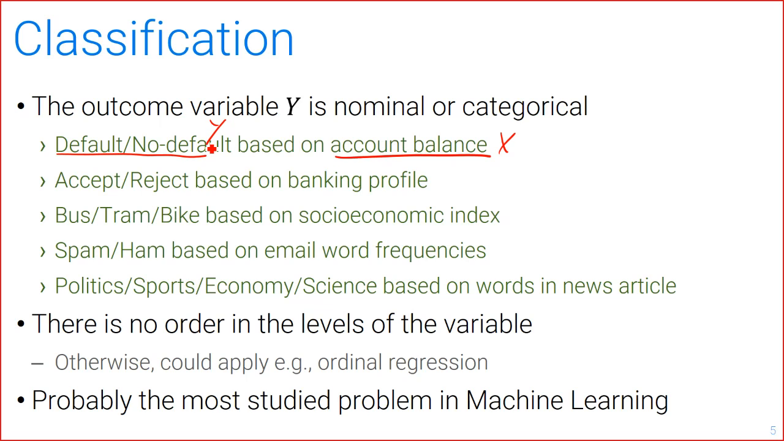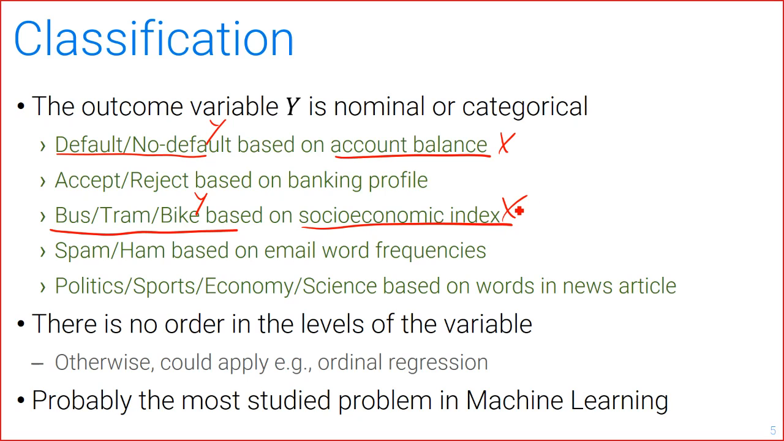We're trying to predict whether someone is going to default or not, given how much money they have in the bank. For example, you might be interested in predicting or estimating whether we should accept or reject an application for, I don't know, a mortgage. Maybe based on some kind of socioeconomic index of people in a neighborhood, you might be interested in predicting whether people are more likely to take the bus, the tram, or the bike. So here again, we have bus, tram, and bike. This would be the response variable, which can be one of three categories: bus, tram, or bike. And this is the independent variable.